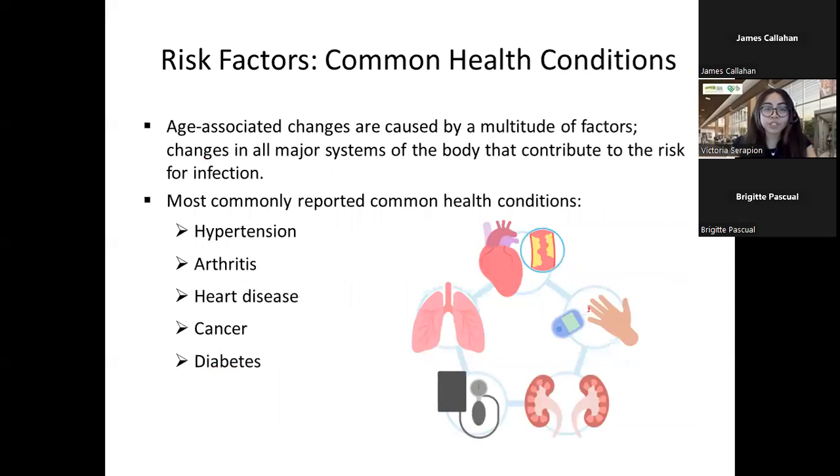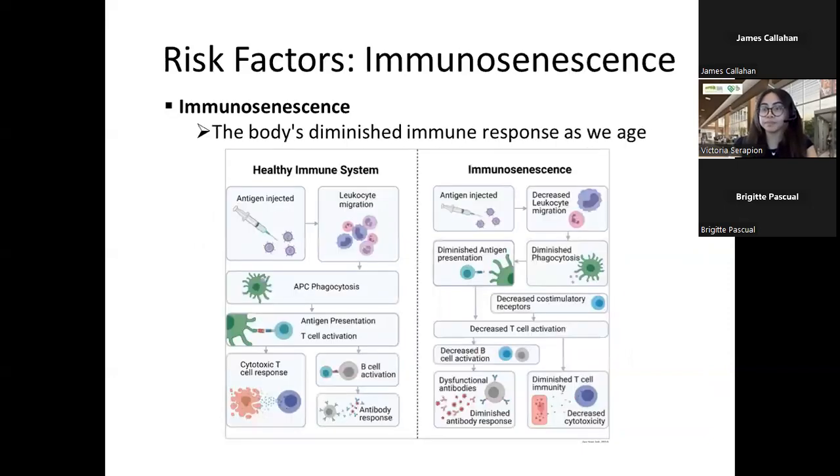Age-associated changes are caused in conjunction with alterations in all major systems of our body. Some commonly reported health conditions include hypertension, arthritis, heart disease, cancer, and diabetes. And in 2003, CDC conducted a study and concluded that roughly 80% of the elderly population live with at least one of these chronic diseases that I had just mentioned.